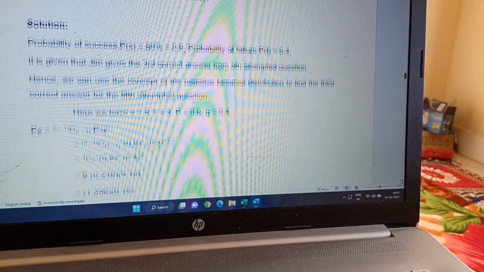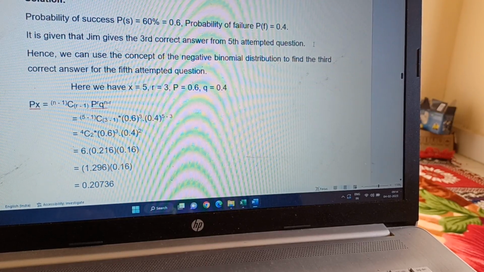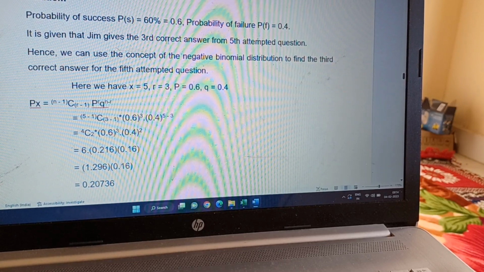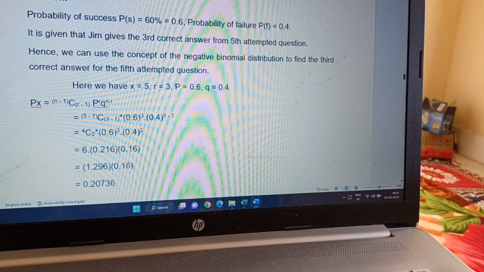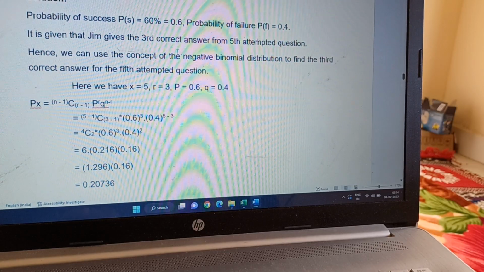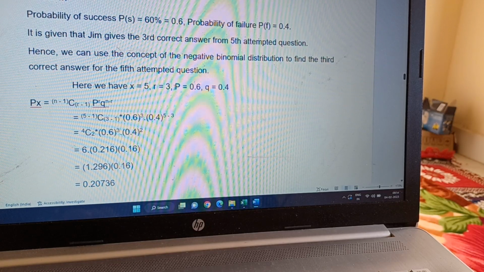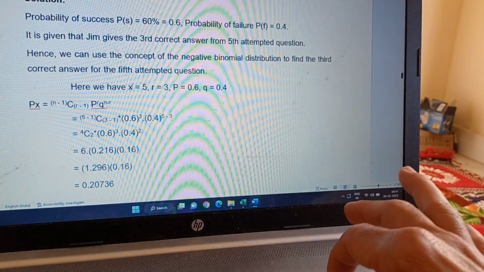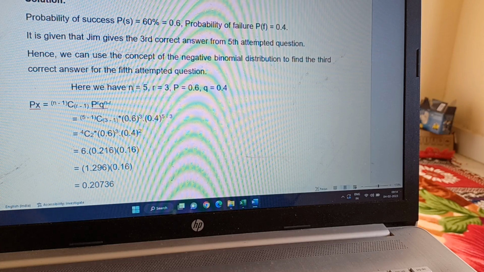So let's go to the solution of this. The probability of success is 0.6 and the probability of failure is 0.4. Then it is given that Jim gives the third answer correctly. This is the question asked, so that's why I wrote it given. And there will be 5 attempted questions. So we have x is equal to 5, R is equal to 3. Well, I should have written it n, not x. It is a mistake, so let me correct it. n is equal to 5, r is equal to 3 because the third one is expected to be correct.